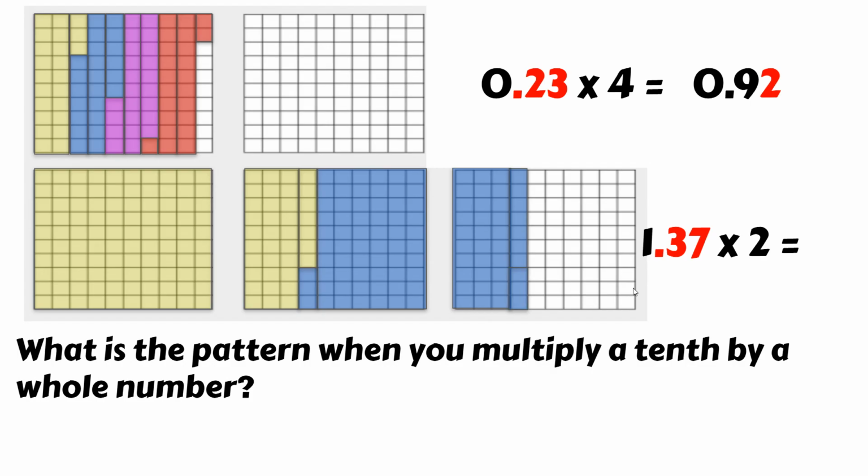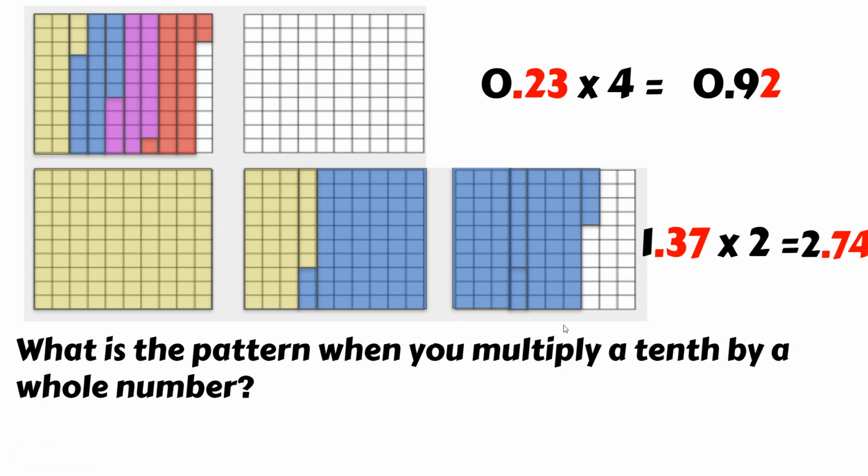So we have our whole represented, and now we have to represent 37 hundredths. That was 3 hundredths plus 30 hundredths is 33 hundredths, plus 4 more hundredths is 37 hundredths. So now the blue is 1 and 37 hundredths as well. So I have two groups of 1 and 37 hundredths. That gives me 2 and 74 hundredths.